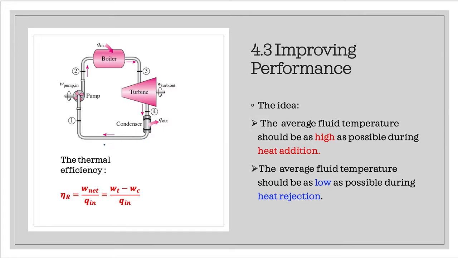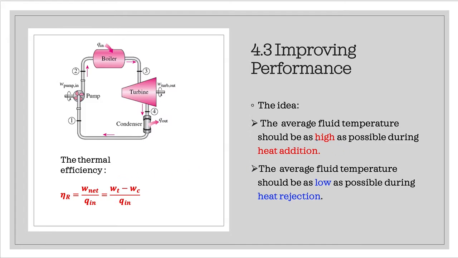And also we learned from our last lecture that the thermal efficiency is given as W net over Q in. So what is W net? W net is work of turbine minus work of compressor, and it is divided by Q in at the boiler. Q in is heat addition. Okay, so how to improve the thermal efficiency?